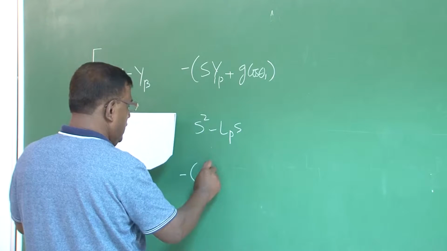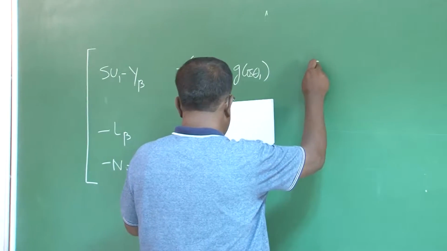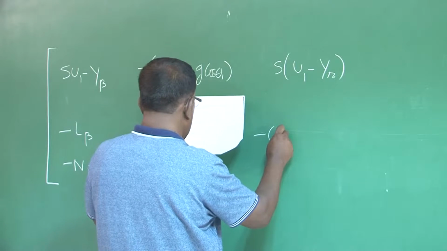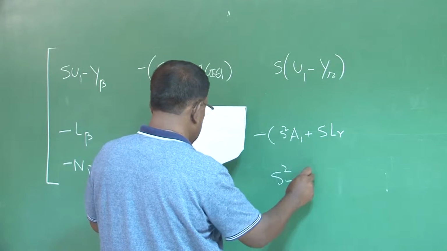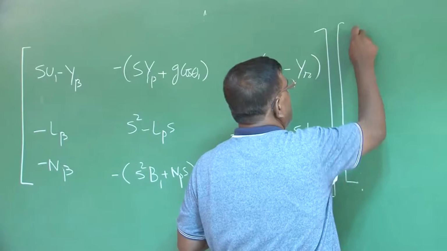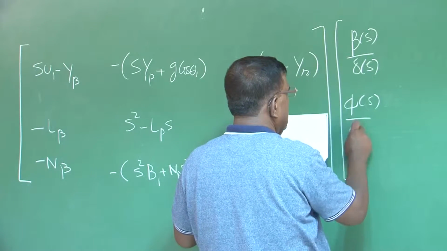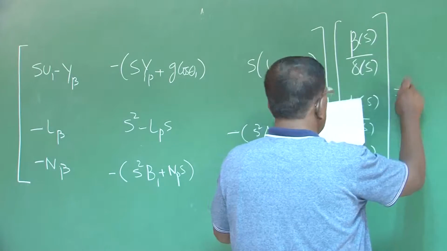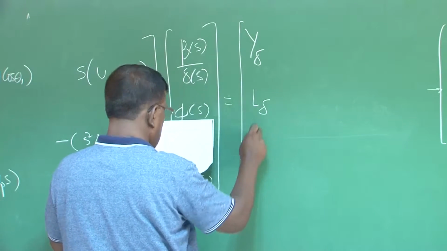Minus S square B1 plus NP S, and here it will be S, let me write this, YR, minus S square A1 plus S LR, S square, minus S NR, this into beta of S by delta of S, phi of S by delta of S, and psi of S by delta of S. This is equal to Y delta, then L delta, the rolling moment, and N delta.